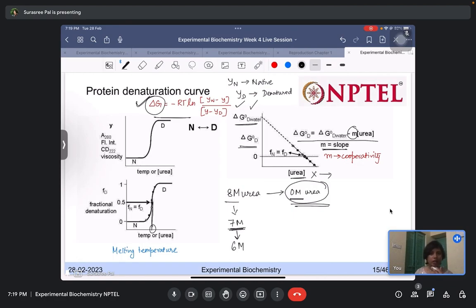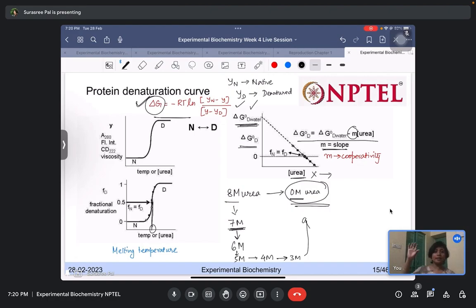Now gradually you keep on decreasing the concentration of urea from 5 molar to 4 molar to 3 molar to finally 0 molar. So 0 molar means the protein is in water, right? And how does the protein behave in water? Basically, what is the delta G value of the protein in water? That is this value when there is 0 molar urea concentration.